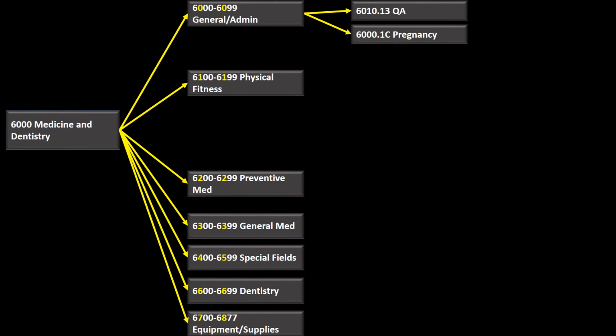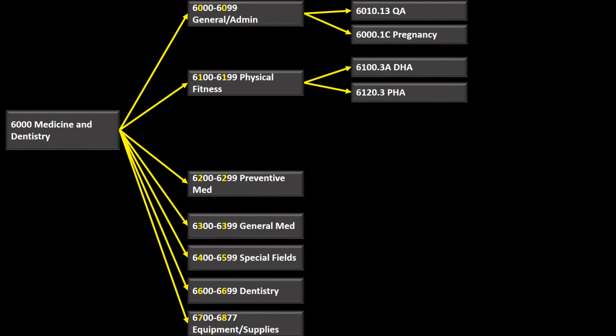6100 physical fitness, where we're going to find the deployment health assessment instruction on that. OpNav instruction 6103 alpha, because that's all about making sure somebody is good to go, physically fit before and after deployment. Our PHA 6120.3 alpha, and now this one isn't on the bibliography for this round, but it is in the Corpsman manual, so you've got to remember, just because an instruction isn't on the bibliography, if it's referenced in your Corpsman manual, they can still ask you about that instruction, and I think it's an important one to know.